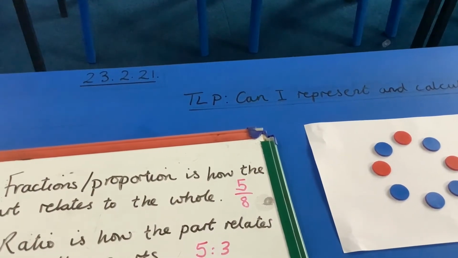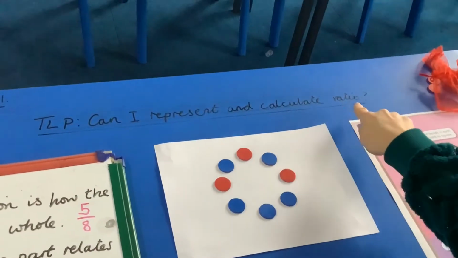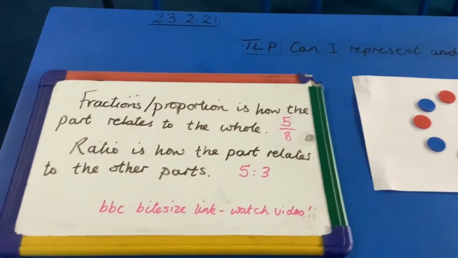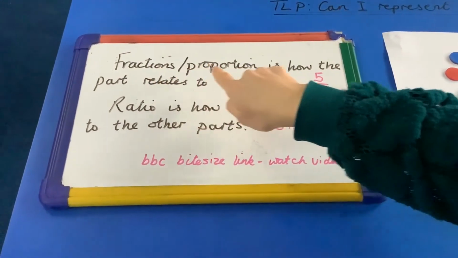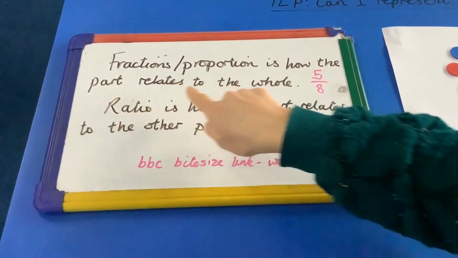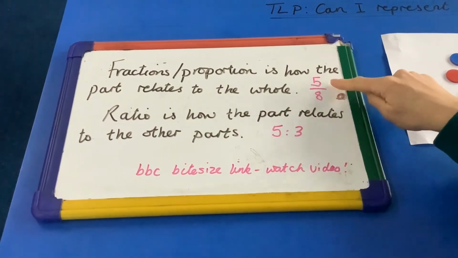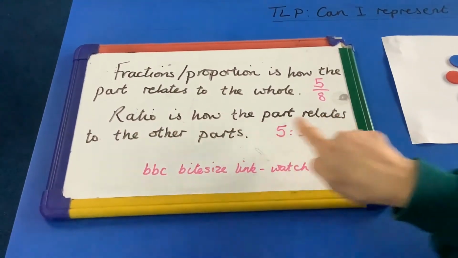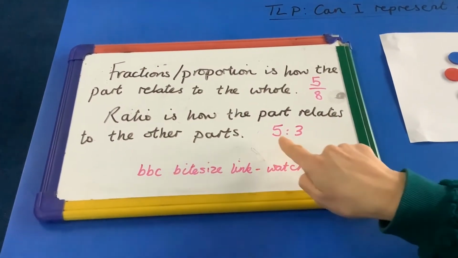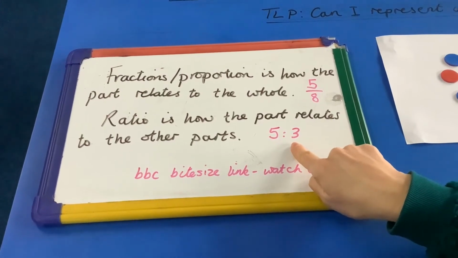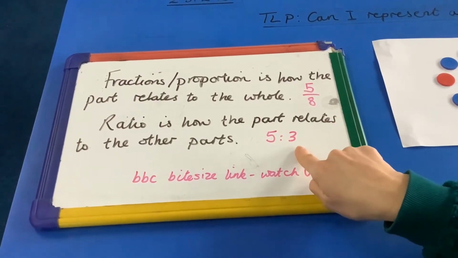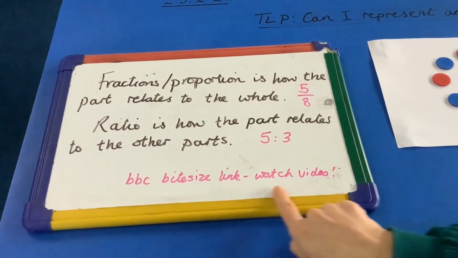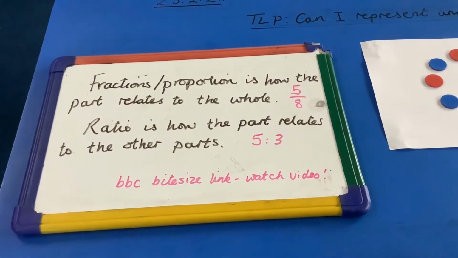So Year 6, we're thinking about being able to represent and calculate ratio, just like it said in the BBC Bitesize video. And such a useful video because it tells you that fractions or proportion is how the part relates to the whole. So for example, 5/8, 5 out of a possible 8. Whereas ratio is how the part relates to the other parts, and you show it with a colon like this. So that same ratio would be 5:3, because then the total of that would be 8. And as I said to you just now, watch that brilliant video and it explains it really well.